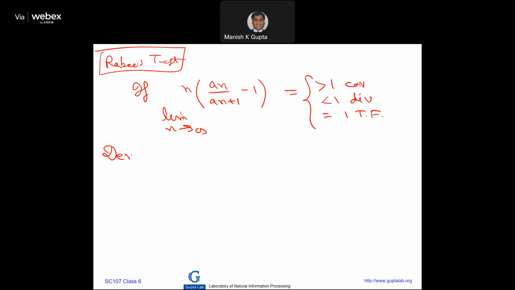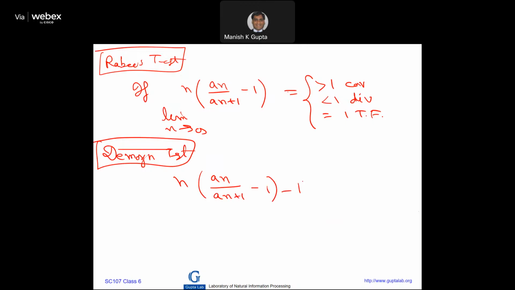Then the De Morgan test. If Raabe's test fails, you can apply the De Morgan test. What it says is: n times an divided by an plus 1 minus 1, minus 1, times log n, and you just compute this limit as n tends towards infinity. If this is greater than 1, convergent; less than 1, divergent; equal to 1, test fails. This is the De Morgan test. All these things are given in Thomas' book, I guess.